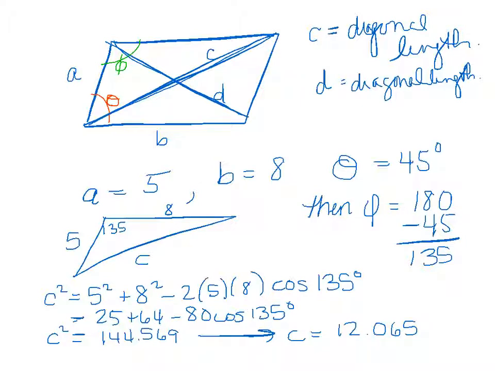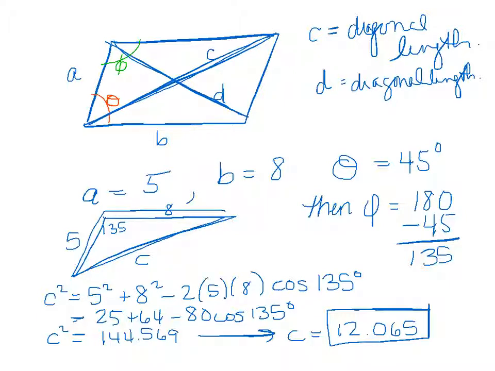Okay, so far let me check in. So far I found the length of that diagonal C is 12.065, okay? And I got that because if I'm looking at the C diagonal, I'm looking at this triangle, which has sides 5 on the left, 8 on the top, because remember, opposite sides are congruent in a parallelogram.